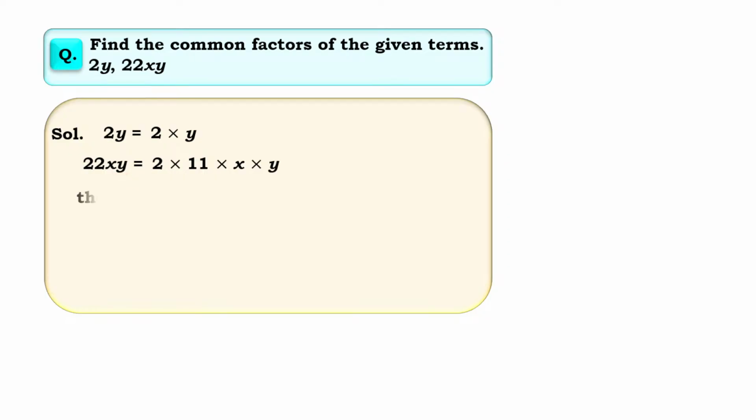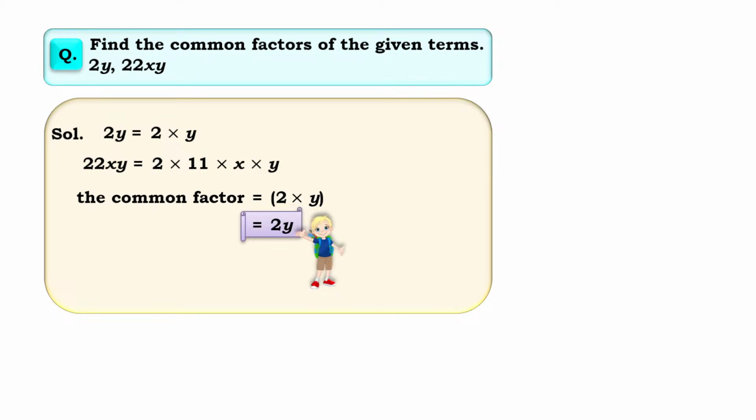Now let us see the common factors. What are the common factors? 2 is a common factor, y is another common factor. So what is the common factor for these two terms? 2y.